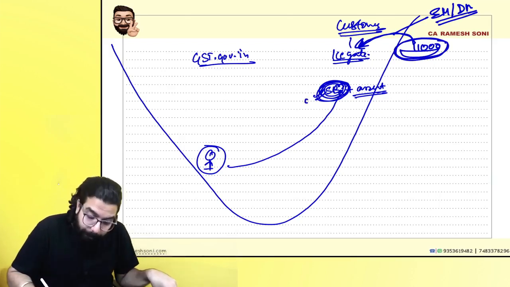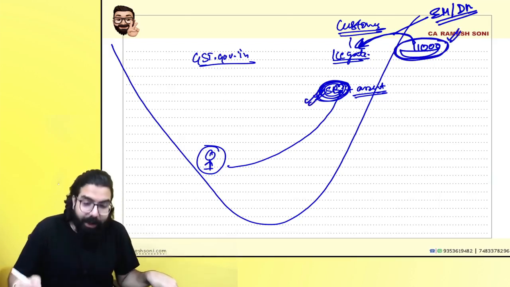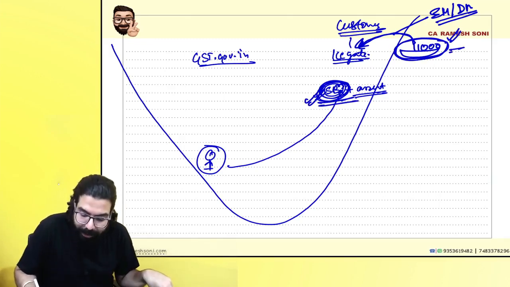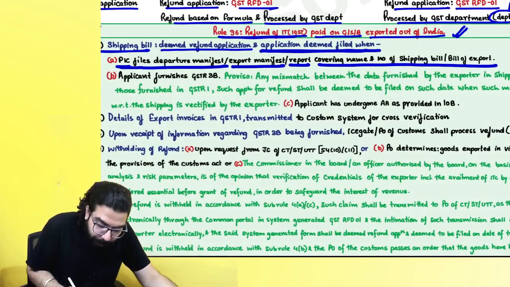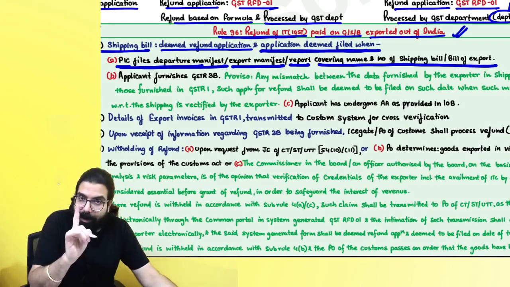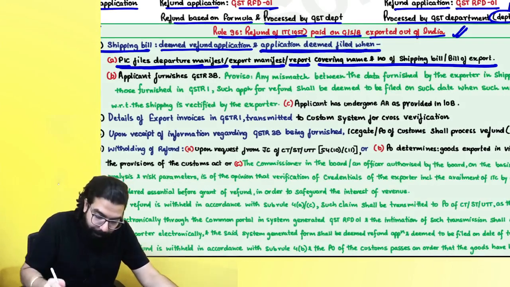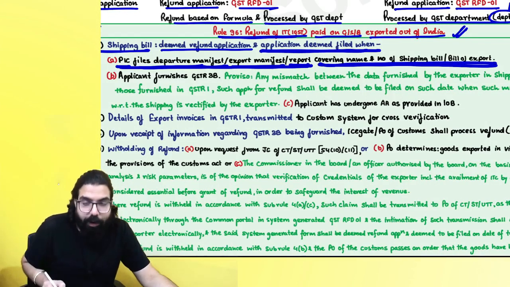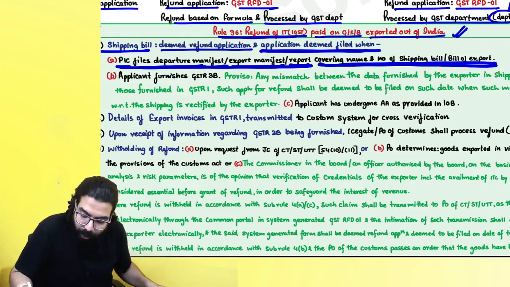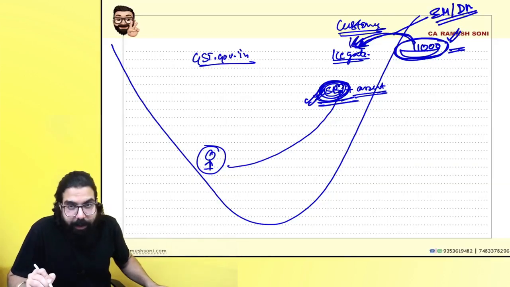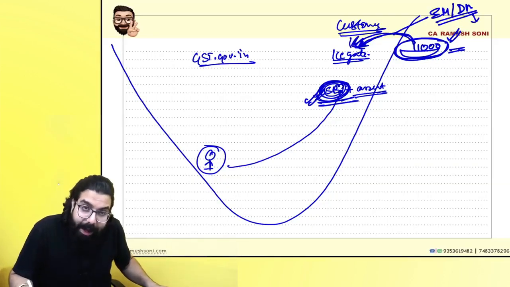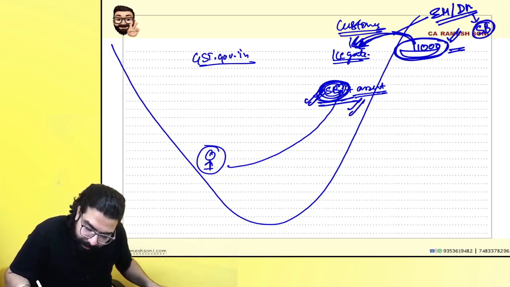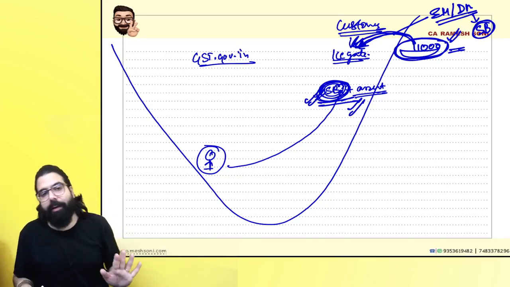Now listen, I have filed the shipping bill. The carrier has filed the departure manifest, wherein he has told that he is taking Ramesh's goods. So my application will be deemed to be filed when the departure manifest or export report covers the name and number of the shipping bill or bill of export. He has filed the export manifest, and my shipping bill number has been covered in the export manifest, saying we are taking these goods and going.